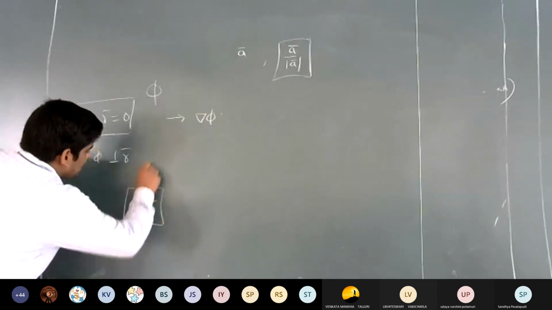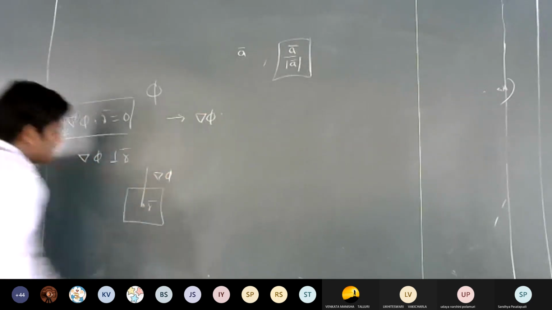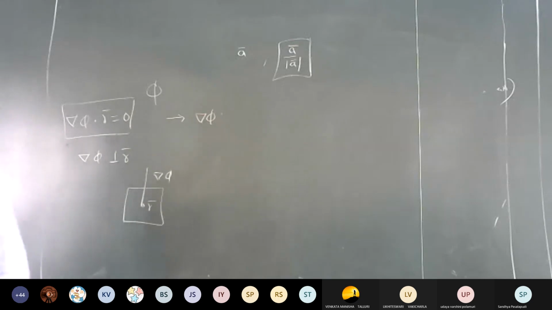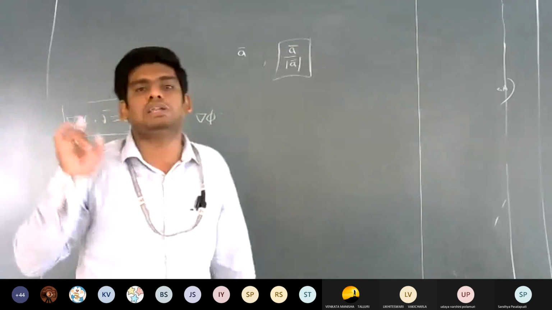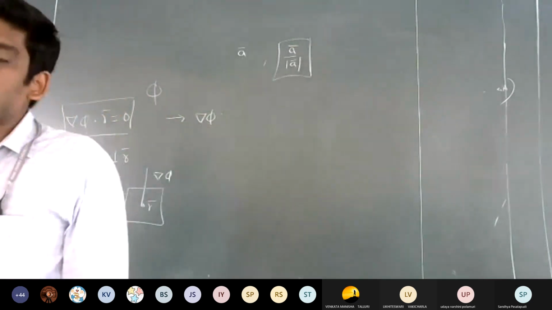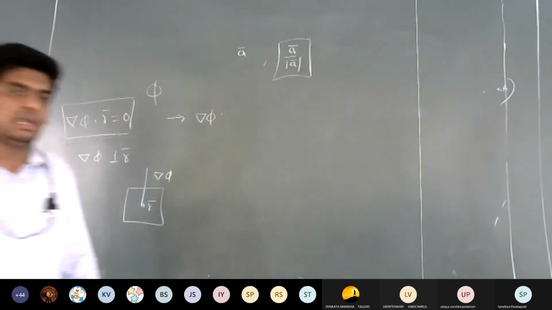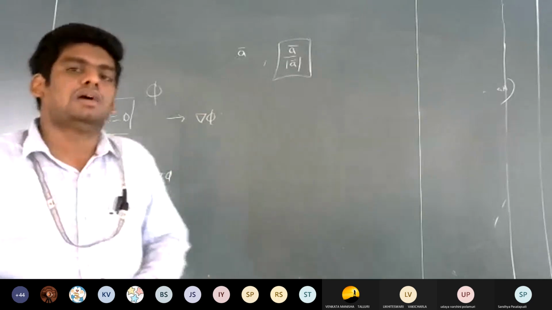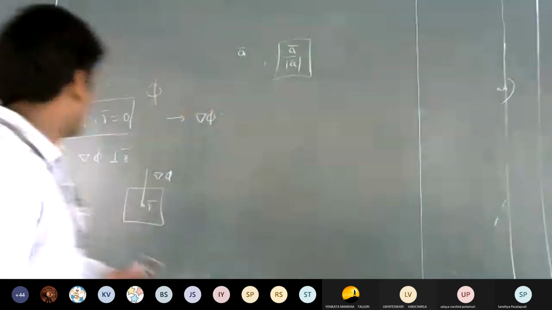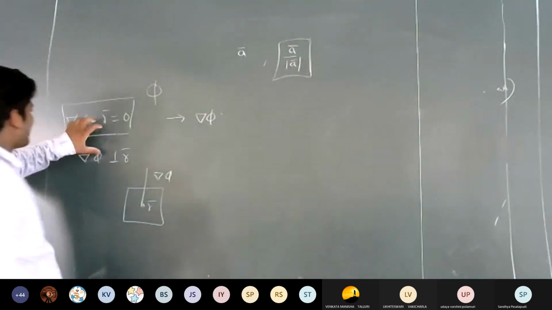This is the r bar, so this is del phi. Del phi is perpendicular to the flat surface. That is, the gradient is perpendicular to the flat surface. That is one of the very important results in vector differentiation, which we already proved by taking the tangent equation.